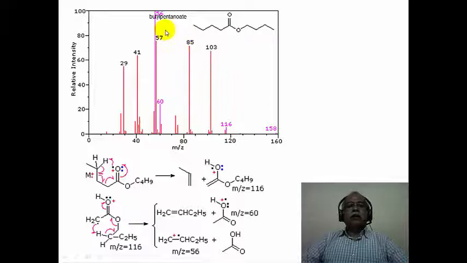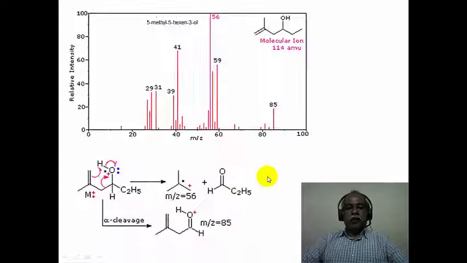This is butyl pentanoate. This is an ester, again capable of undergoing McLafferty rearrangement. The mechanism is shown here very clearly, and the various fragments that are produced correspond to the magenta colored items, which are the simple loss of ethylene or propene in this particular case, for example, through the McLafferty rearrangement.